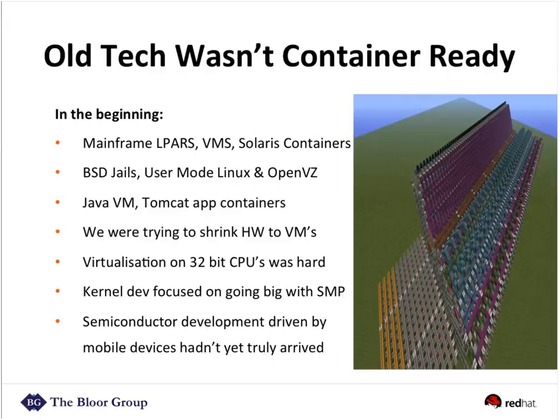But the issue we had was the old technology wasn't container ready. In the early days of mainframes, we had LPARs, and VMS and Solaris had sort of container concepts. Then the next generation was what we called jails and user mode Linux, and a thing called OpenVZ, where we could containerize applications, but they were quite fat and heavy. And then we got to the point where the application layer dealt with some of the problems.